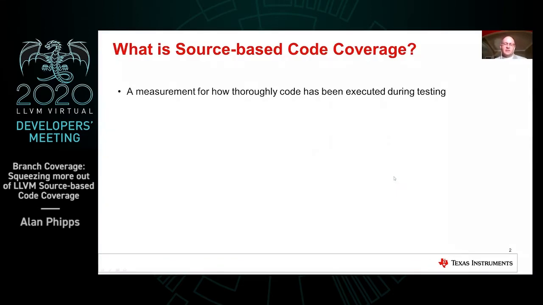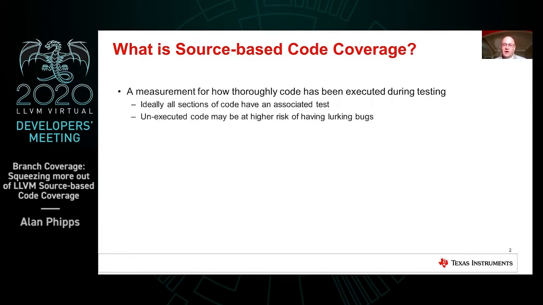So source-based code coverage gives you a measurement for how thoroughly your code has been executed by tests. Ideally, you want all of the code that you've added to have an associated test, and all paths through that code to be executed. Unexecuted code could have lurking defects in it, and the last thing you want is for a customer to run into those defects and only then determine that you never really tested this code. Code coverage gives you a means to ensure that you're testing everything thoroughly. It can ensure that you have much more robust code.